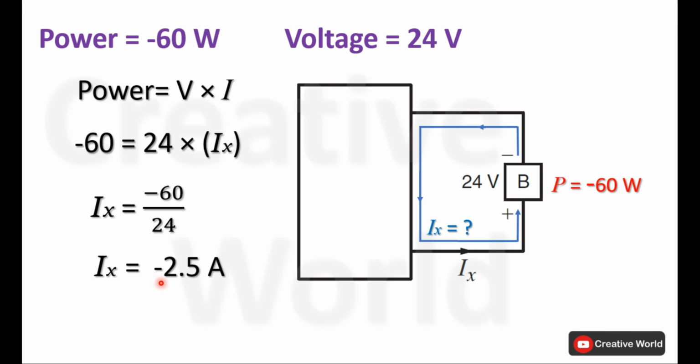Here minus is indicating that we have taken the wrong direction of current when element B is supplying power. In that case, the direction of current should be opposite to this. That means the current should be leaving from the positive terminal and entering the negative terminal.